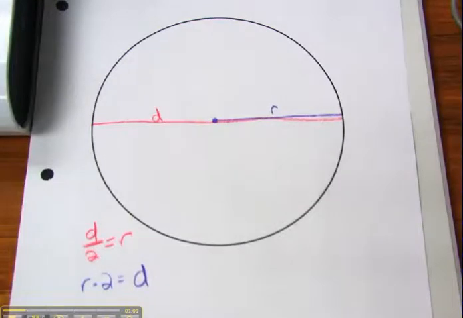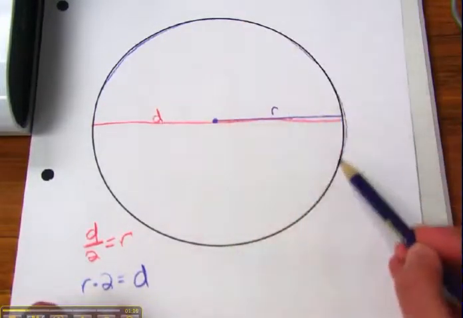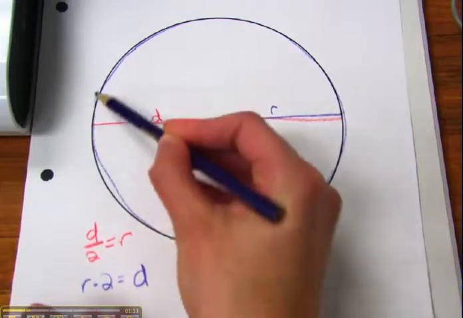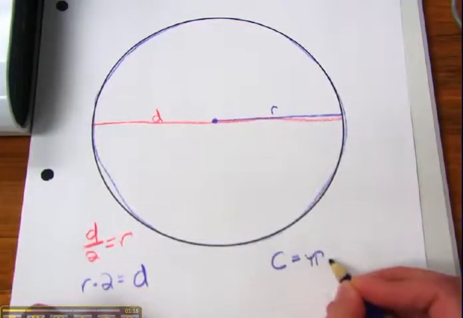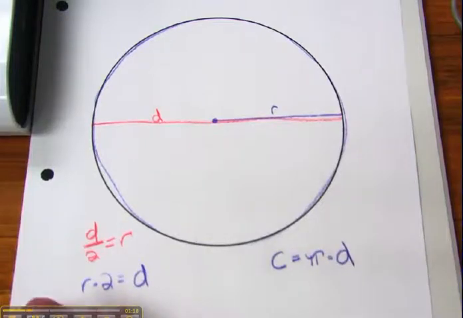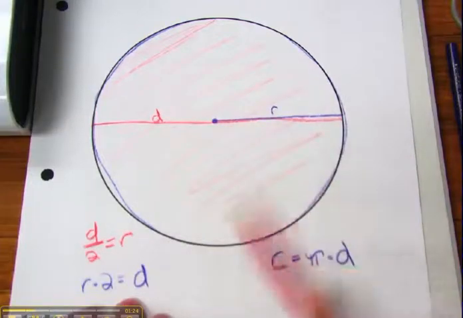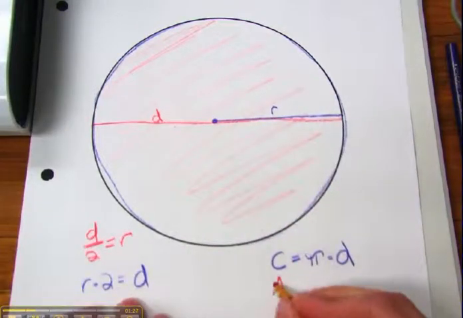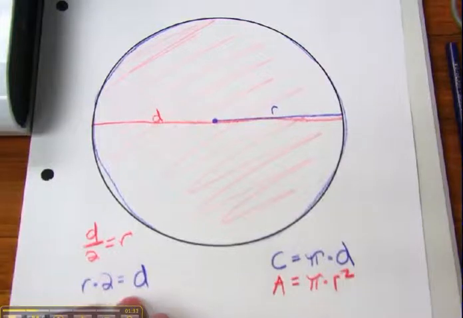So now let's go over our formulas for area and circumference. The circumference of a circle is like the perimeter of the circle. It's the measurement of this whole outside. Circumference of a circle is found by multiplying pi times the diameter. Area of a circle is the measurement of everything inside our circle. The area of a circle is found by multiplying pi times the radius squared.